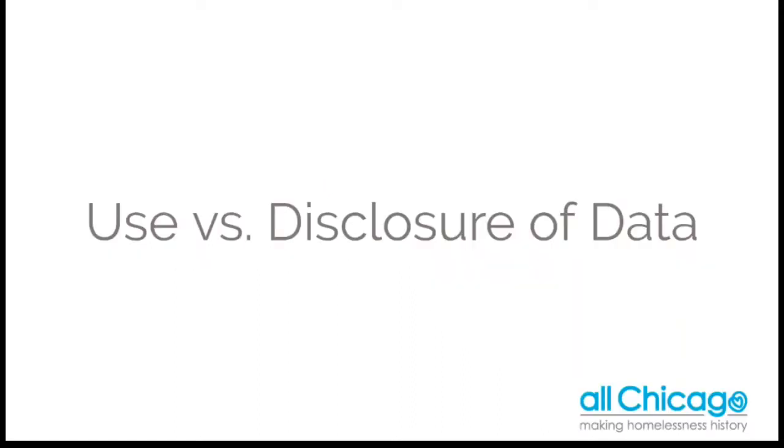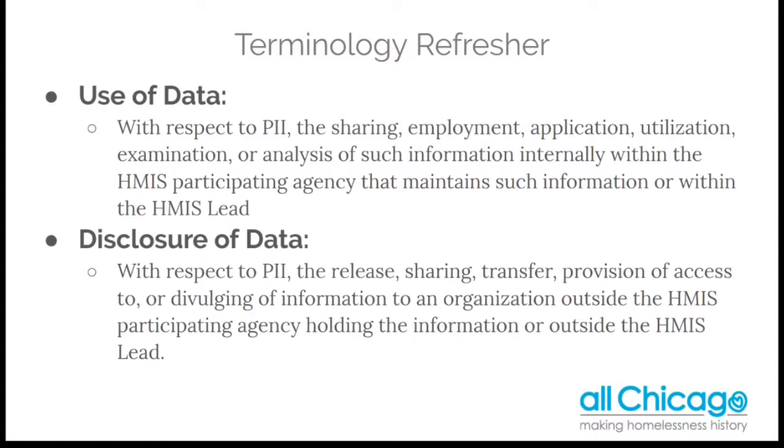Use versus disclosure of data. Use of data is essentially using the data that a client provided within your own agency. Information is not shared outside of the agency, other than with the HMIS lead. Disclosure means releasing that information, sharing or transferring it to agencies outside your agency. This is what allows coordinated entry to function.